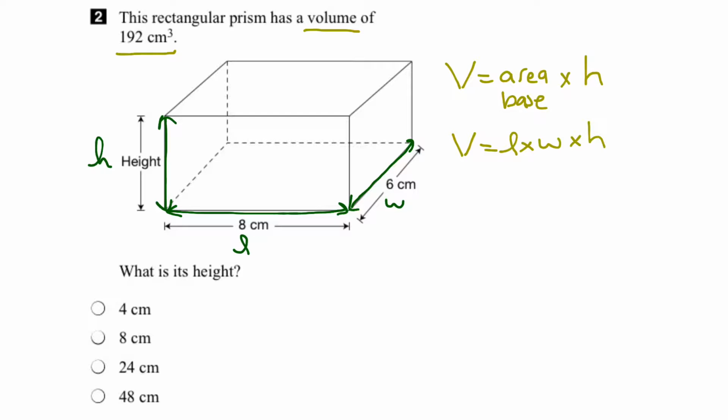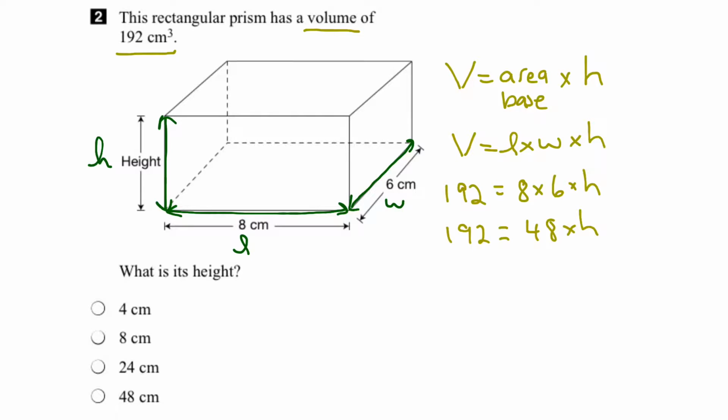Okay, now we can plug in some values for our variables. We know that the volume is 192 centimeters cubed. We know that the length is 8 centimeters. We know that the width is 6, and what we're looking for is the height. So what we have is an equation with one unknown, so we can solve this equation. So 8 times 6 is 48, and we'll leave the 192 on that side, times h.